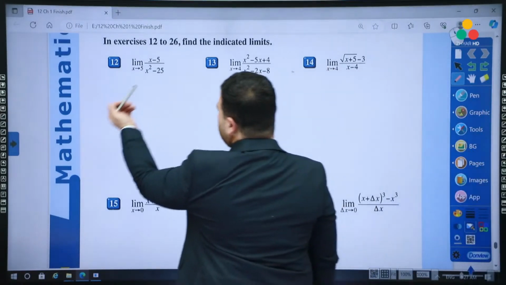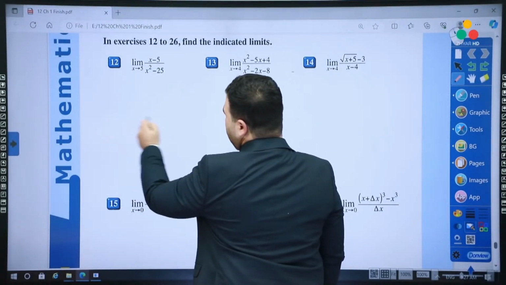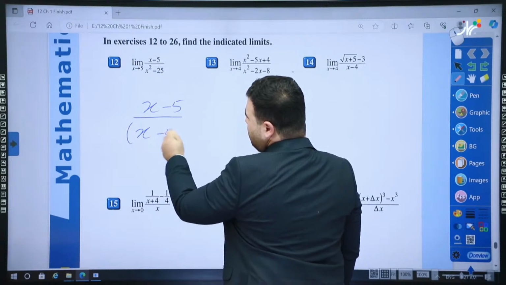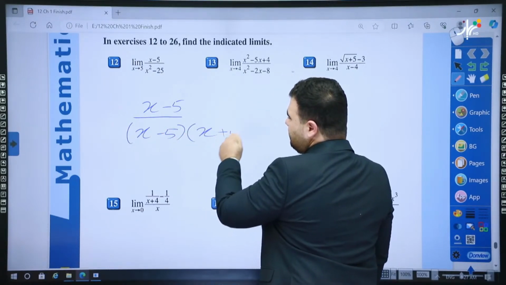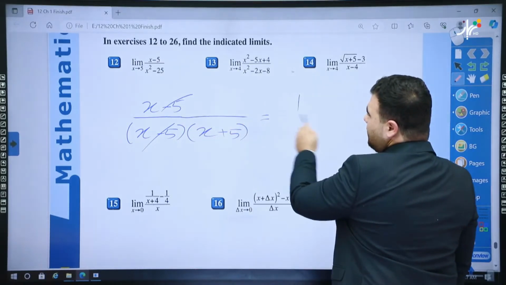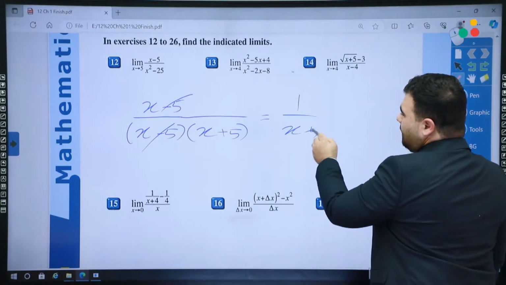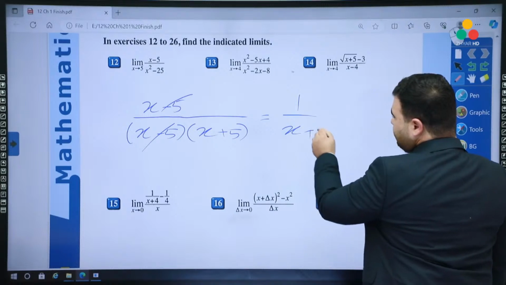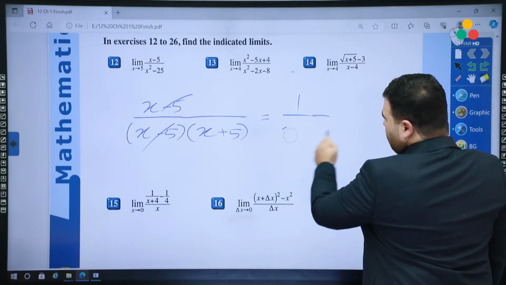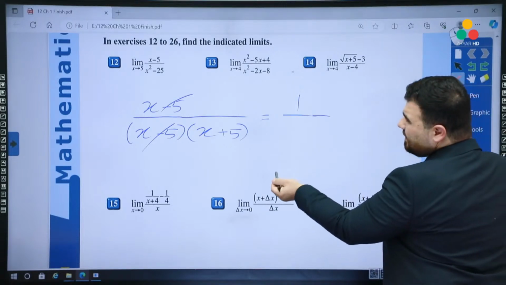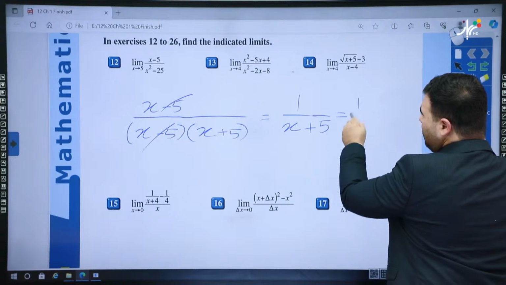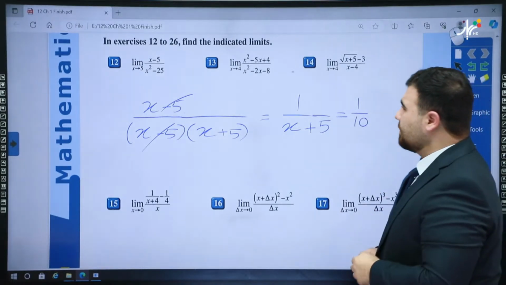Here, this x squared minus 25, it's difference of 2 squares. It's going to be x minus 5, x minus 5, x plus 5. Then these two will cancel out. What's remaining is 1 over x plus 5. Now if we replace x with 5 in 1 over x plus 5, the answer is 1 over 10. Then this is the answer of the limit.